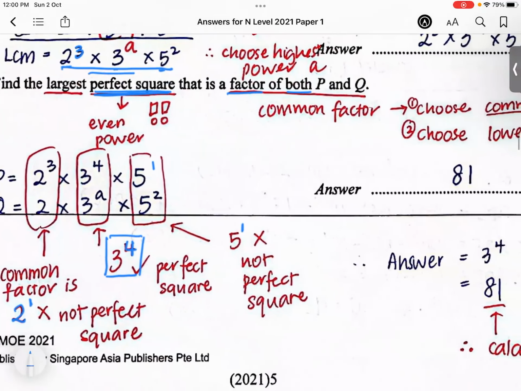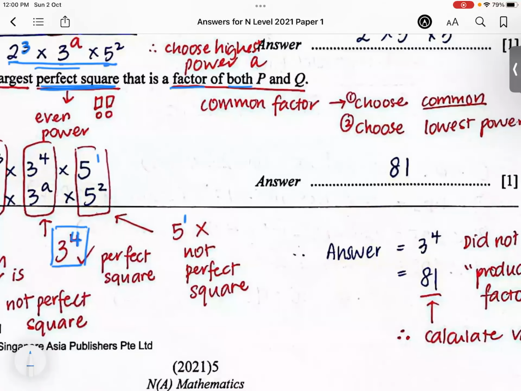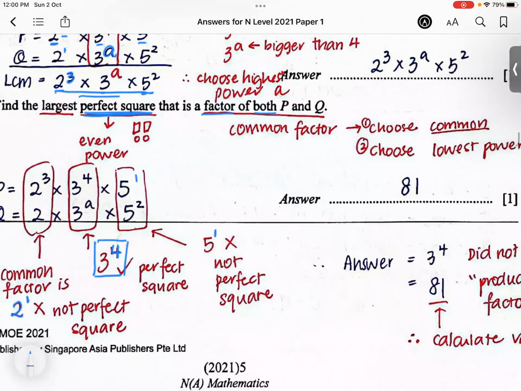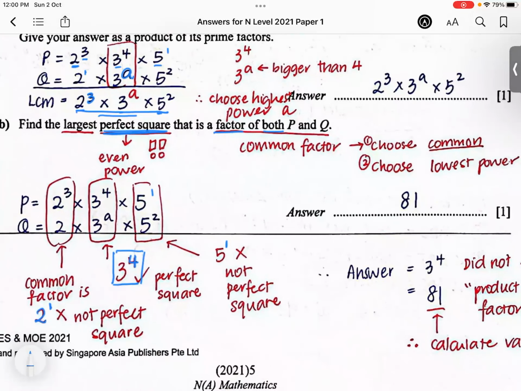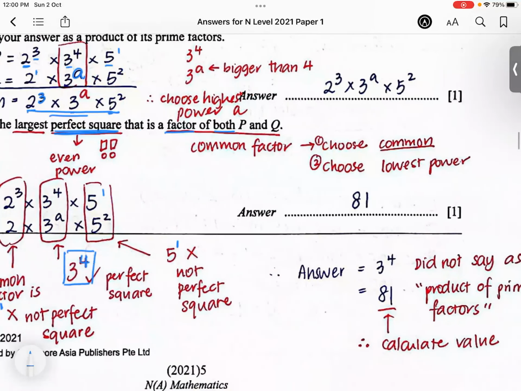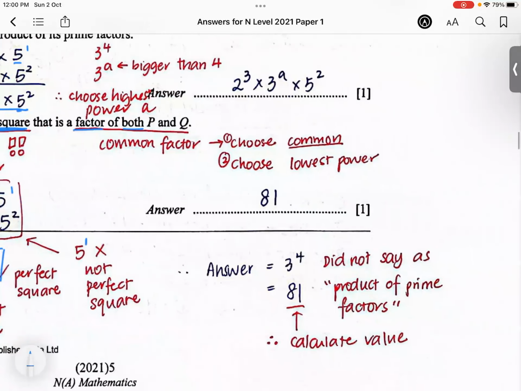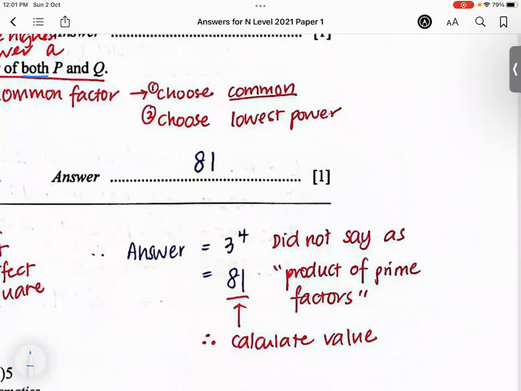So after we finally identify the answer, we'll write down the number, but many of you will think that the answer is 3 to the power 4. Read again the question. They say, find the largest perfect square. They did not say leave your answer as a product of prime factors. So you need to work out the value. Okay, don't waste the 1 mark. You finally got the answer already, then because of one step, you never read the question carefully, then you lose the mark. So this is 3 to the power 4. You press the calculator, number is 81.